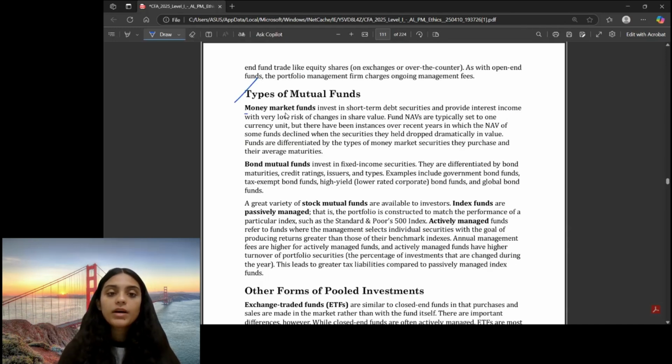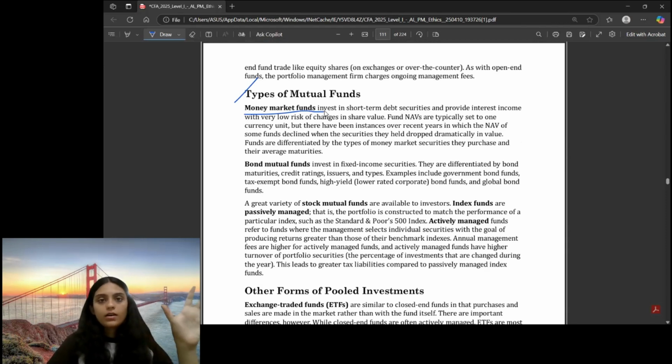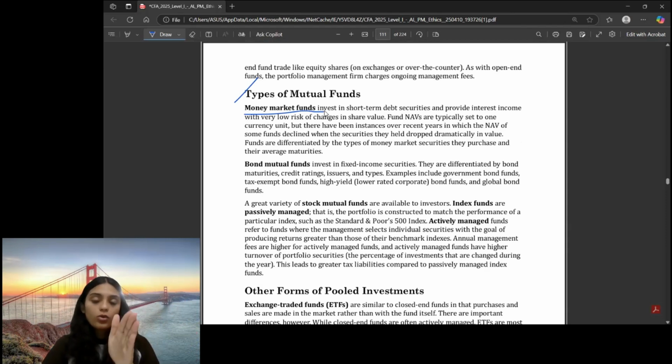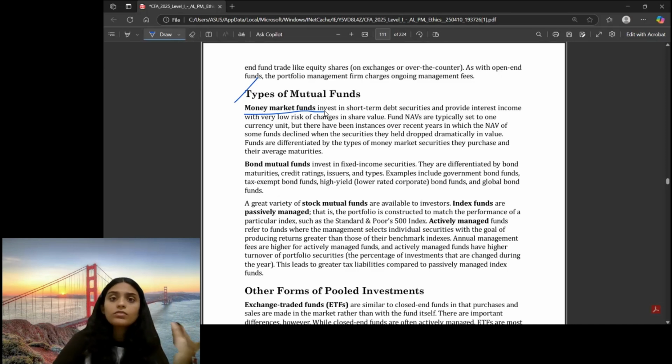Types of mutual funds, money market funds. So, for example, if a mutual fund is a money market mutual fund, more money will be invested in the money market than in other asset classes. For example, 51% of the entire money will be invested in short-term securities, which will provide you fixed income.